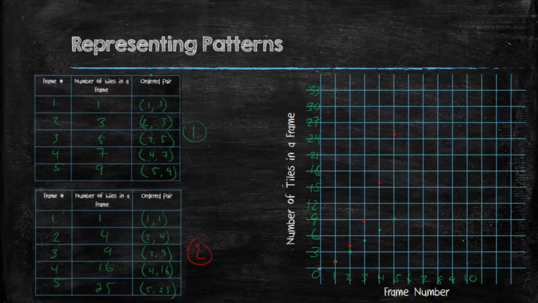Okay, now if I were to draw a line, a curve, this would be the second pattern, and this would be the first pattern. So big difference in terms of graphing it. So here we represented data using figures, using a table with ordered pairs, and we plotted the ordered pairs.